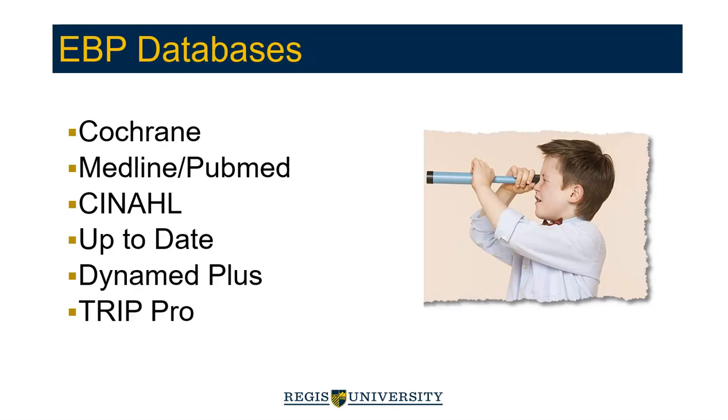The CINAHL database, which stands for the Cumulative Index to Nursing and Allied Health, would be another database that you would use, and that is also available through our EBSCOhost service. A couple other ones that you may look at would be our UpToDate and DynaMed Plus resources that are point of care resources that are also backed by evidence-based literature. And we have another one we subscribe to called Trip Pro that reveals systematic reviews as part of that database.